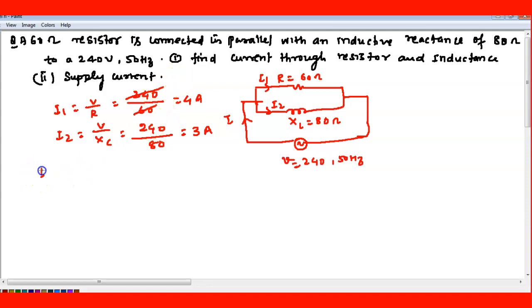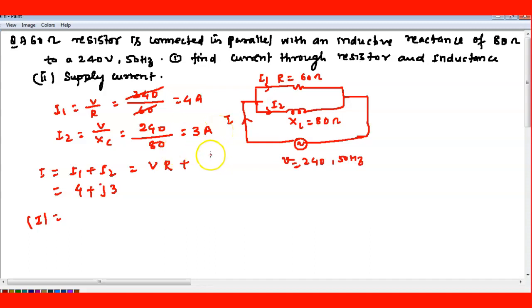So I is equal to I1 plus I2. So 4 plus j into 3, right? Because this is for the inductance only, no? So I is equal to, you can write it here, because we are writing here I1 is equal to V into R1, right? V into R plus j into, we have written derivation only, no?